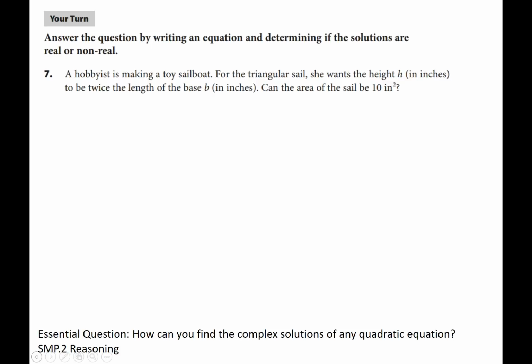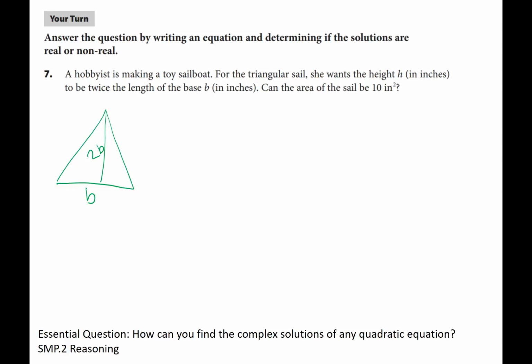So that's when they want us to do all on our own. A hobbyist is making a toy sailboat. For the triangular sail, she wants the height in inches to be twice the length of the base. All right, I need a triangle. So the base, we're just going to call B. The height is supposed to be twice the length of the base, so 2B.